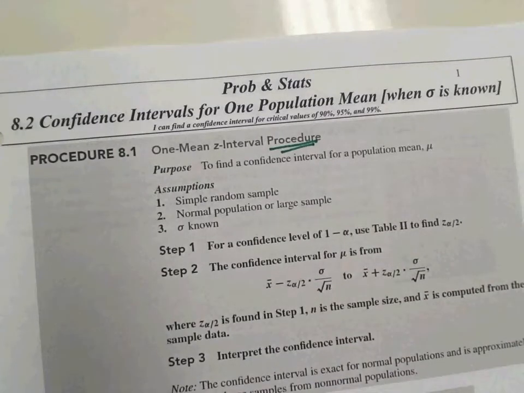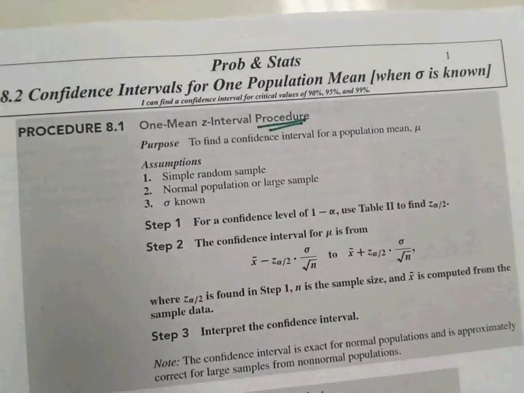Normal population or large sample. So large is very broad, but we actually know a number that goes with large sample size. Does anybody remember that number? 30. Good. So as long as the sample size is 30 or greater, then you can use this procedure even if it's not a normally distributed population. And finally, sigma has to be known. In other words, that value will be given to you.